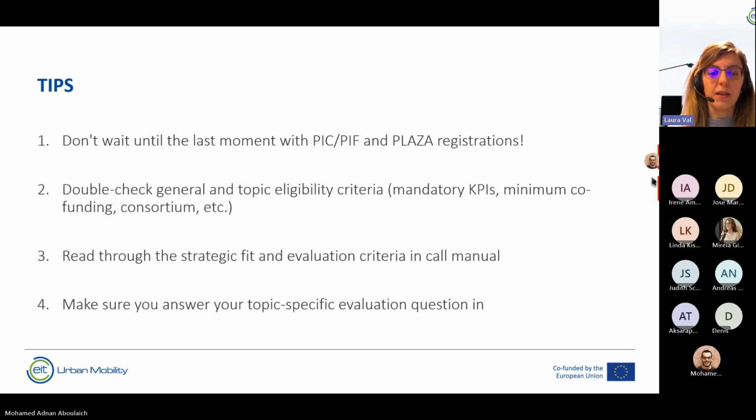Another thing is to please double check all the topic eligibility. For example, if the co-funding is correct, the minimum co-funding, the consortia, if they are asking you for 2 member states, please be sure that there are 2 member states represented in the consortia. If you are fulfilling all the mandatory KPIs, things like that. Then we recommend you also to read the strategic fit and evaluation criteria, because if you know how you are going to be evaluated, it will be easier to write a better proposal. And finally, don't forget about answering the topic-specific evaluation question that we just mentioned before.